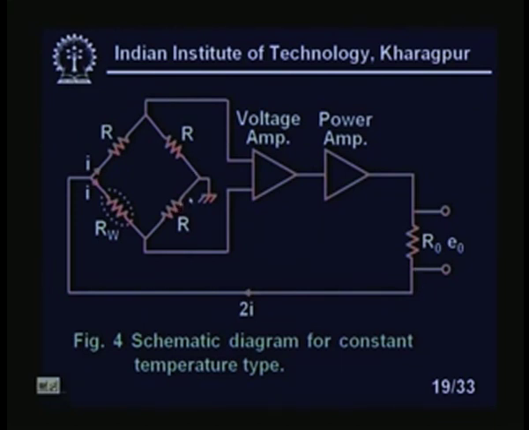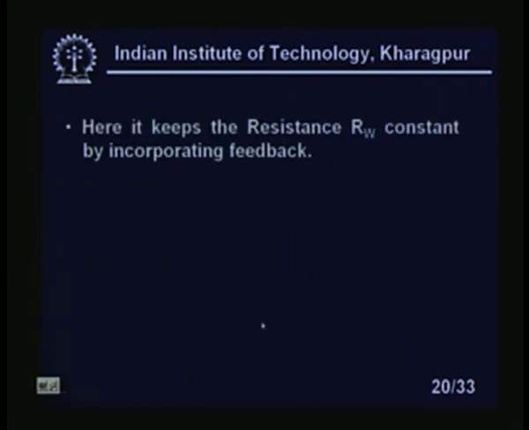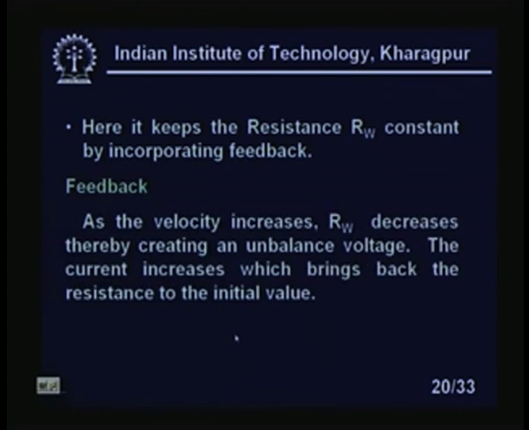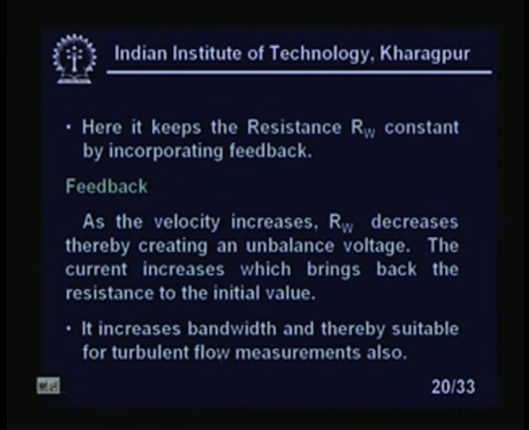Now if there is a change, an unbalanced voltage here, that will be amplified by this voltage amplifier, then power amplifier, so it will give a current and change the current through this bridge, and it will continue till we achieve the balance, right. So it is an auto balancing system. Here it keeps the resistance RW constant by incorporating the feedback. Now as the velocity increases, RW decreases, thereby creating an unbalanced voltage, and the current increases, which brings the resistance back to the initial value, right. It increases the bandwidth and thereby is suitable for turbulent flow measurement also.